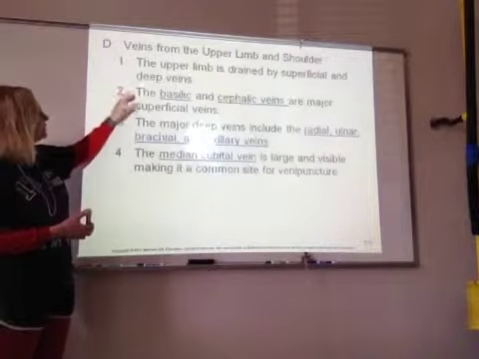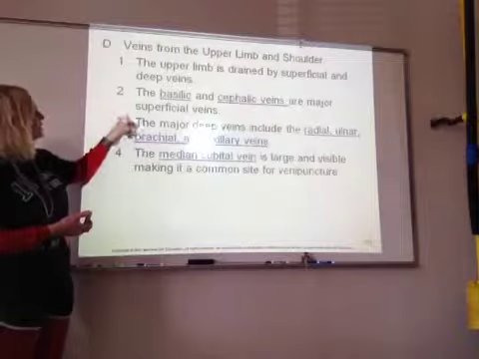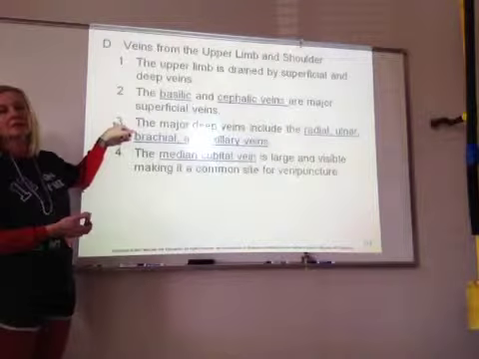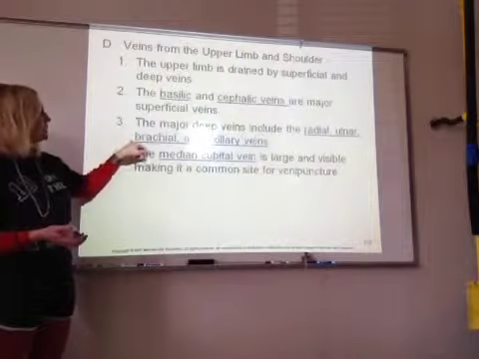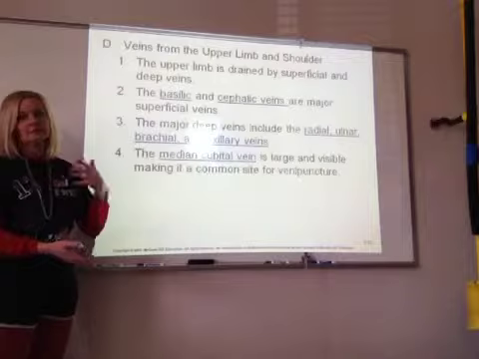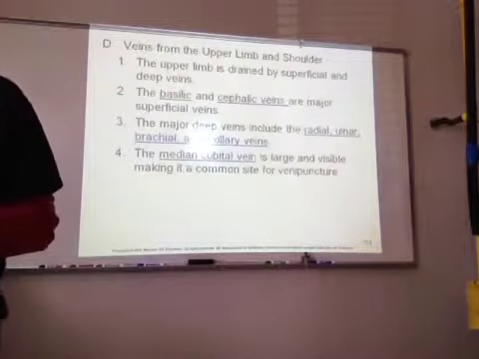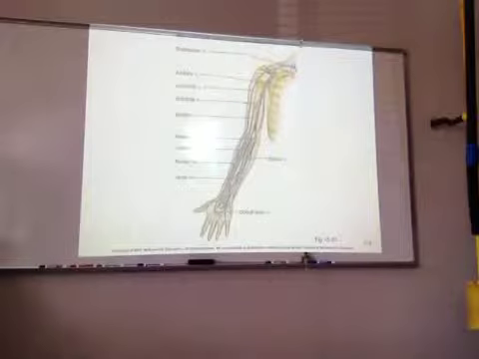Basilic, cephalic are major superficial veins. Probably won't have you label those. Here, number 3 would be the big one on this sheet. Radial ulnar veins, brachial vein in the arm, axillary in the armpit. And like I said, once you know one, it's very easy to learn the other.